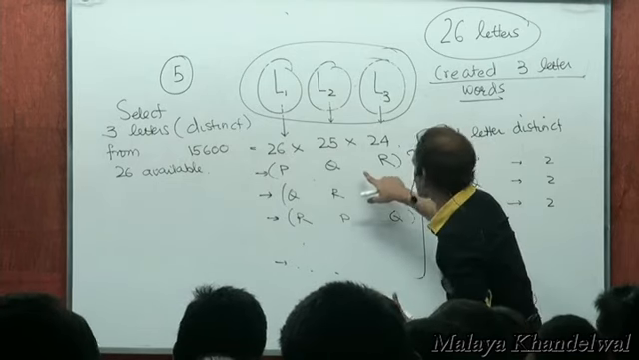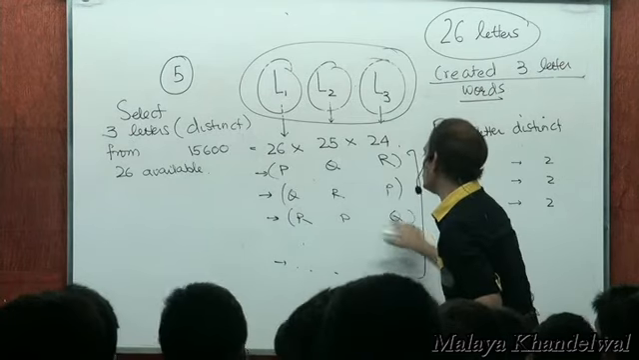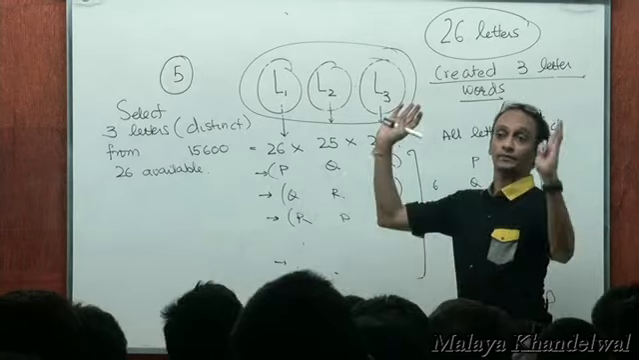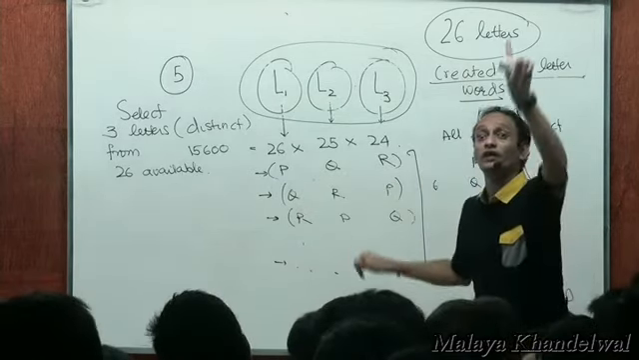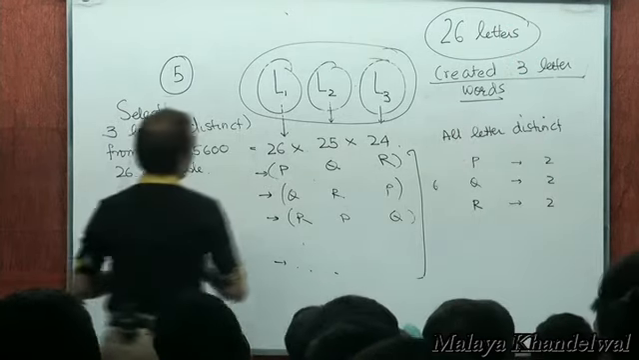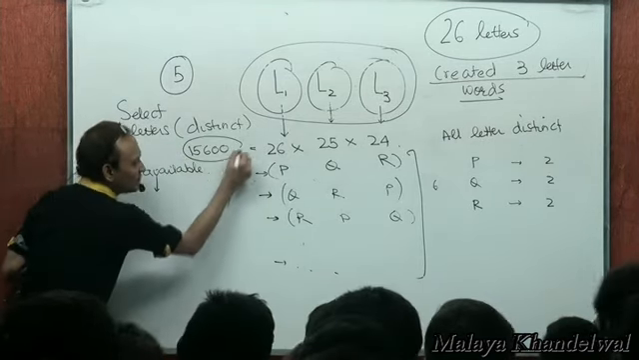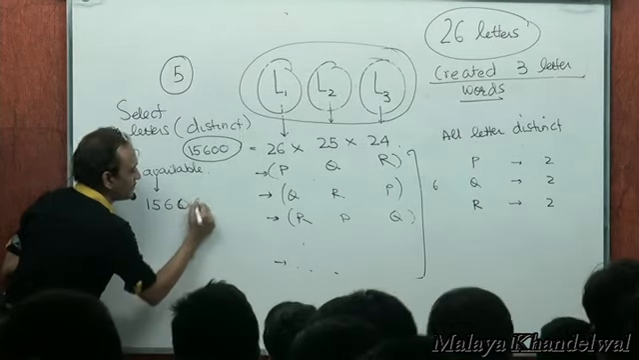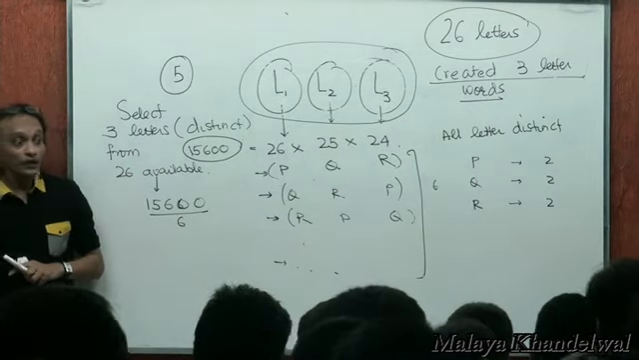Because I would not want to distinguish between PQR, PRQ, QPR, QRP, RPQ, RQP. I would regard all of them the same. It's about selecting. Therefore, for every 6, there would be only 1 that would be about selection. That means, when I say select 3, it would be 1/6 of this. That means that will be 15,600 divided by 6. Yes or no?